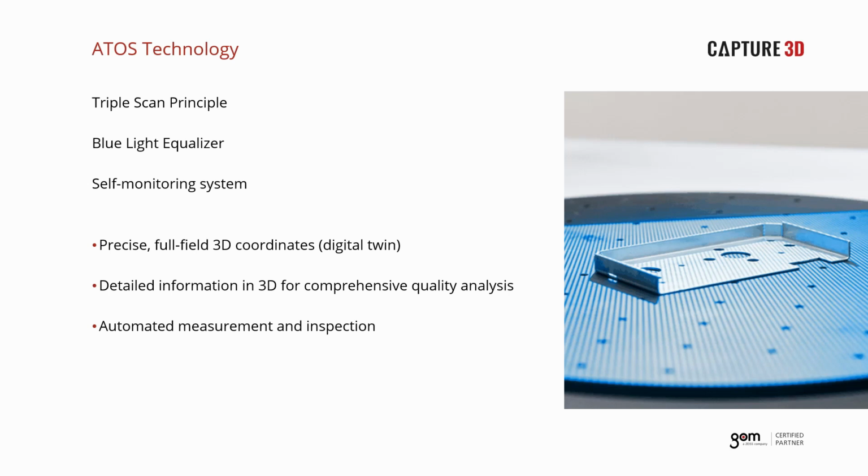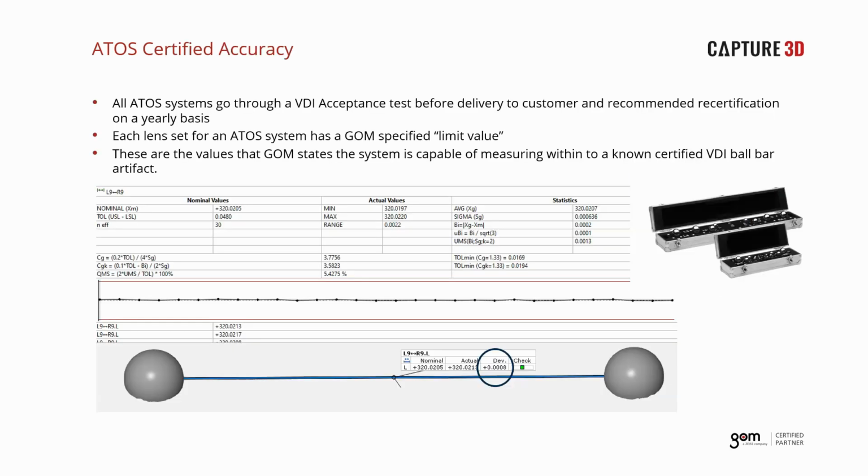So what do all these technical attributes mean to the user? Well, they mean it's not really an ordinary 3D scanner. This is showing it's a precision metrology grade scanning system.